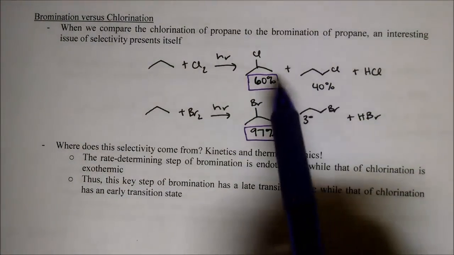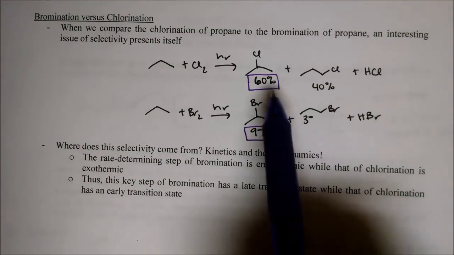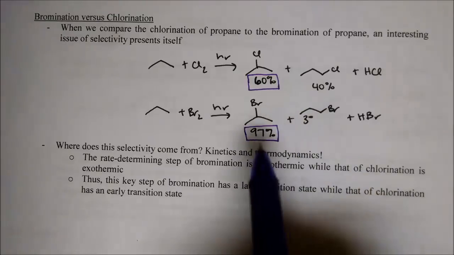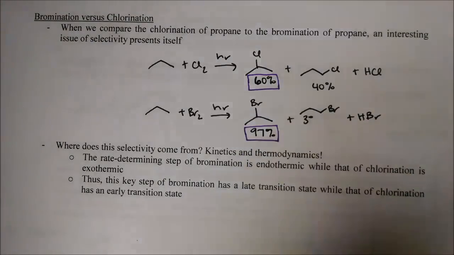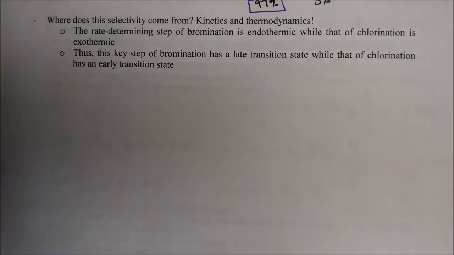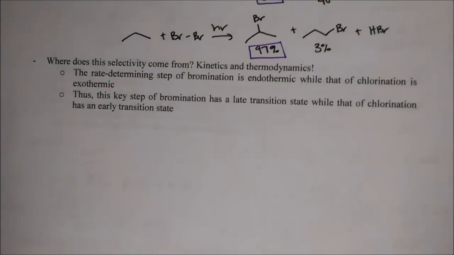Because instead of this almost 1-to-1, I know it's not 1-to-1, whatever it is, it is greater only by a little bit, 60 and 40. We get 97% here. So where does this selectivity come from? Why is it so different between the bromine and the chlorine?